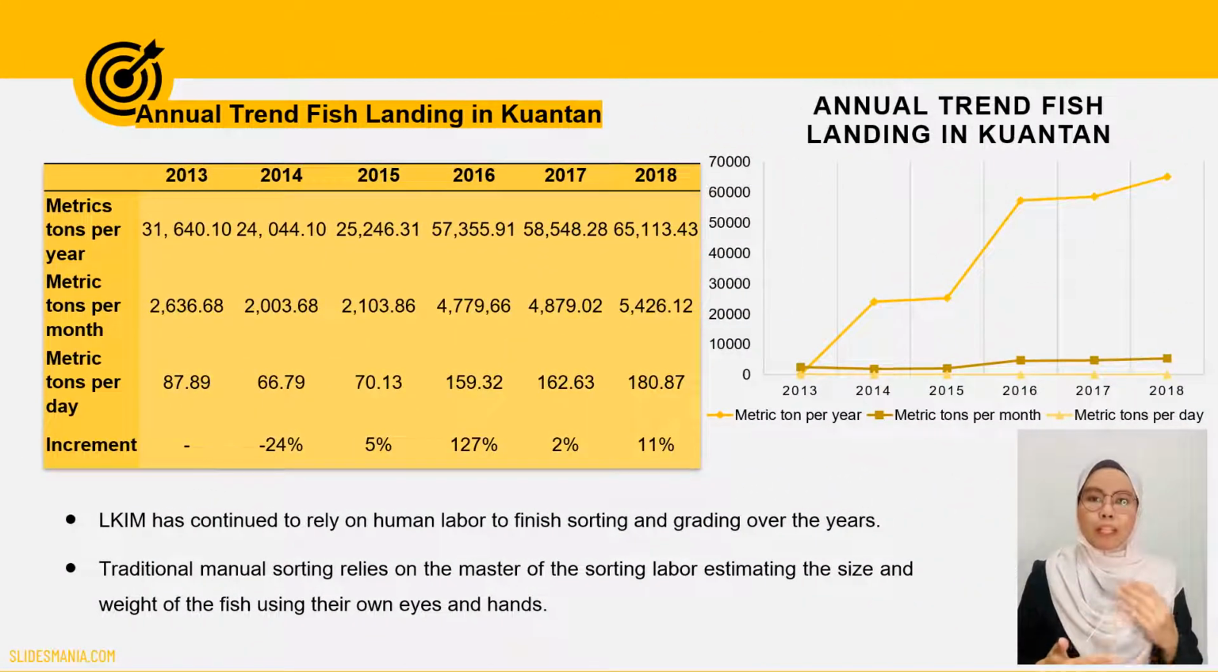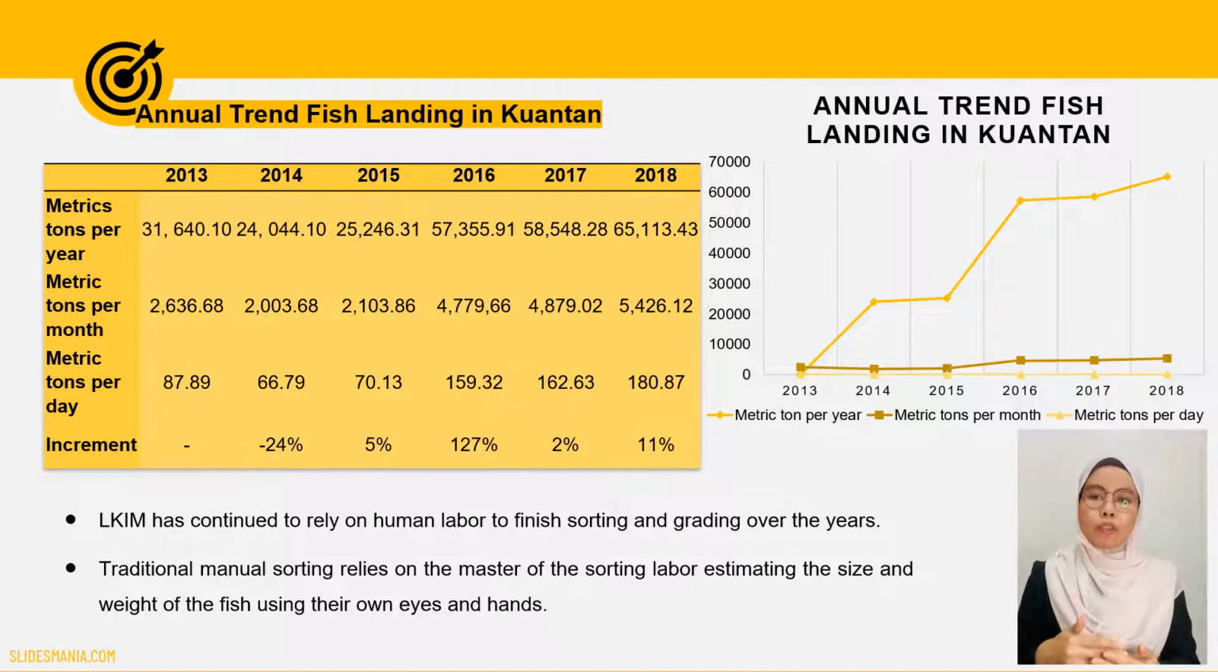Lembaga Kemajuan Ikan Malaysia LKIM Kuantan is one of the East Coast's largest landing areas, and the annual trend of fish landing was collected from that location. As shown in the table and the graph, Kuantan's yearly landing pattern demonstrates an increase in fish landing from 2013 to 2018. Data of fish landing also shows an increment for the monthly and daily landing.